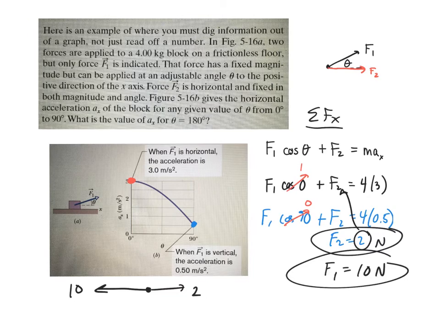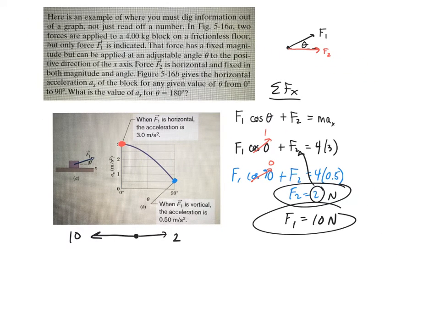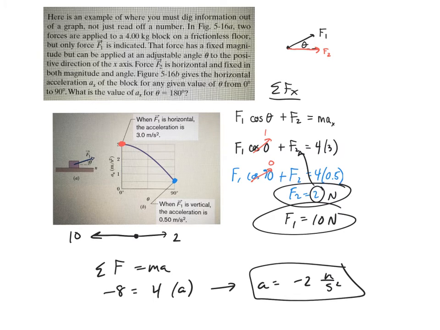Again, I can plug into the equation and get the answer with the work, or I could just say the sum of the forces equals ma. The net force is negative 8. The mass is 4. Find the acceleration. The acceleration will be negative 2 meters per second squared.